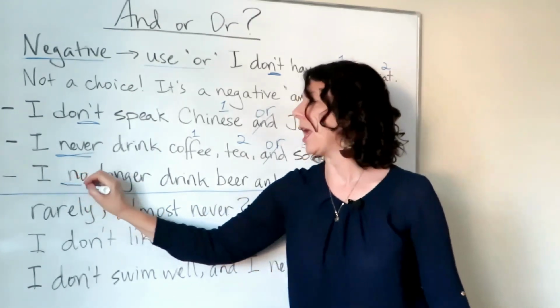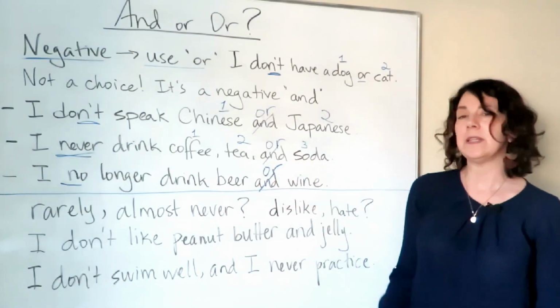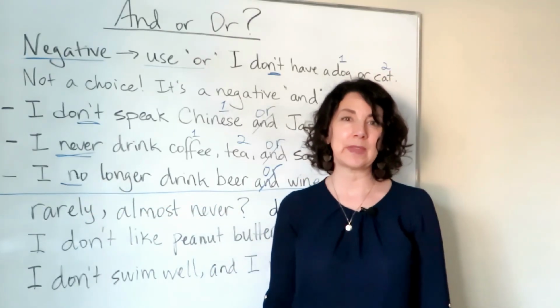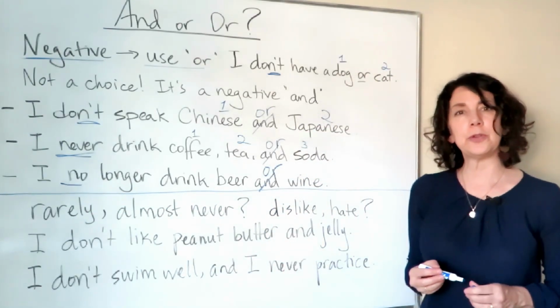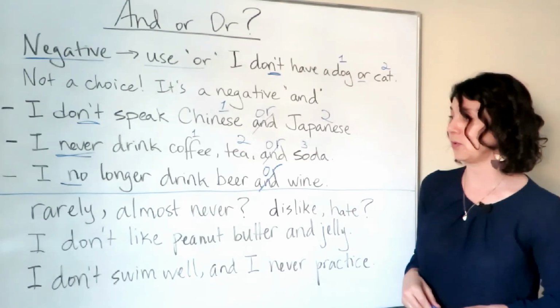What about in the next sentence? Same thing. I no longer drink beer and wine. We need to use "or" because the sentence is negative. Okay, let's look at a few sort of tricky points that will help you to master this rule.